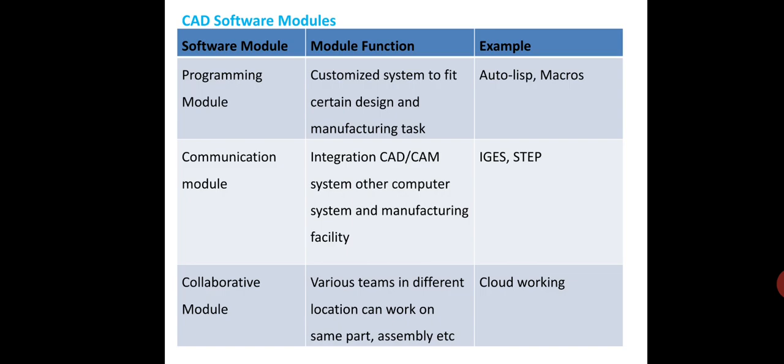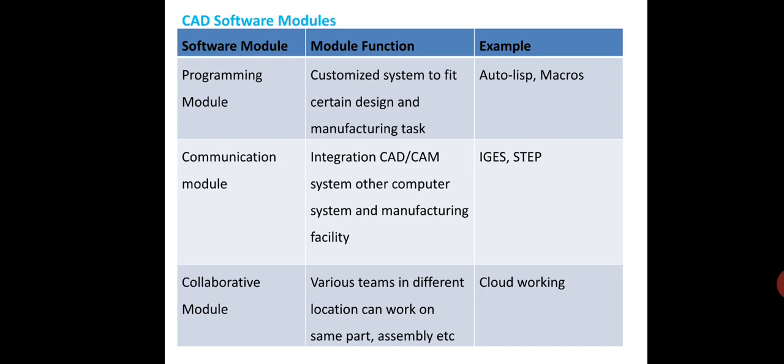Communication module. In this communication module, the functions are the integration of the CAD CAM system, other computer systems and manufacturing facilities. Suppose you make a model and you want to transfer this model from one software to another software, then the communication module is very useful. So you can give an extension to that file, IGES or STEP.